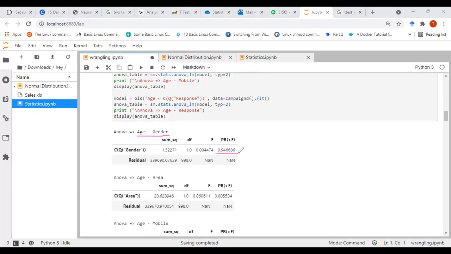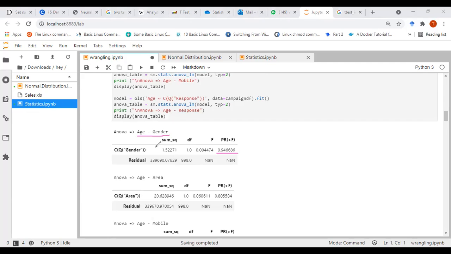Is the null true? Accept the null. क्या मतलब है null hypothesis? What does it mean? Variation of mean in groups are equal.